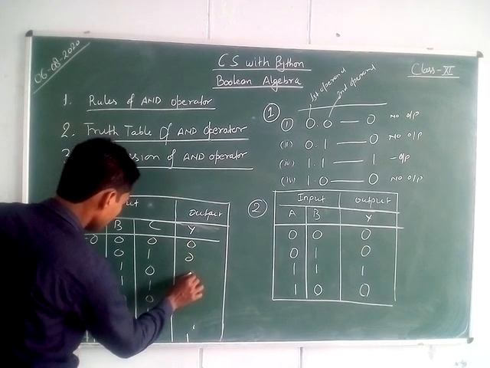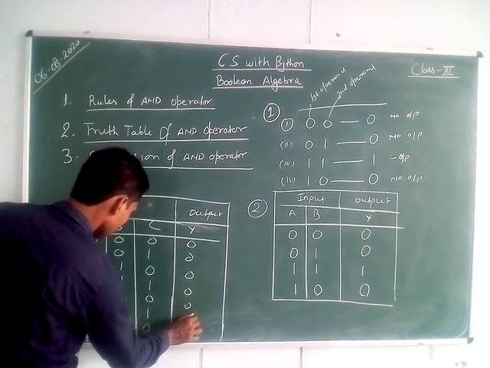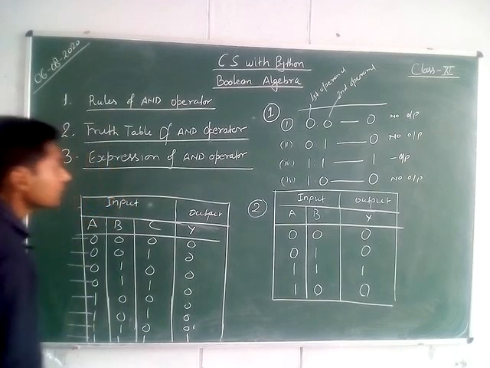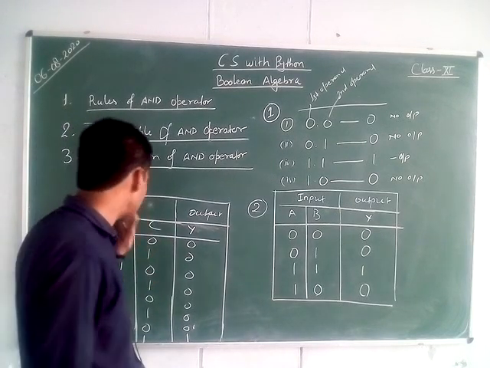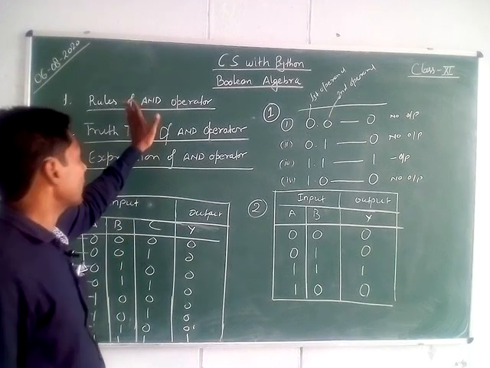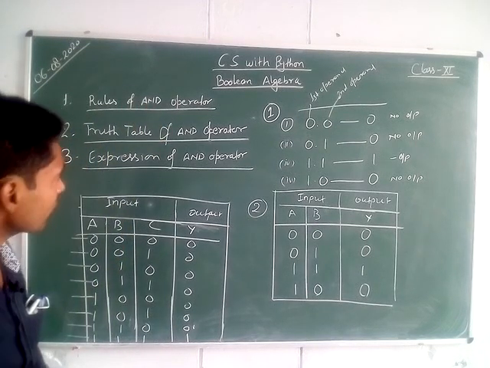This is the truth table for three variables, we can say three binary bits, for AND operator. I hope it is clear for you.